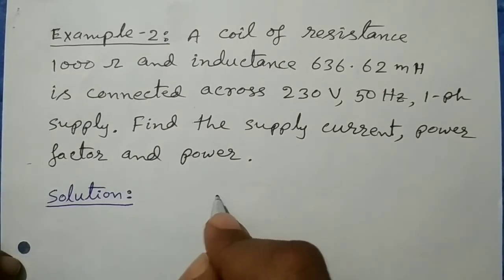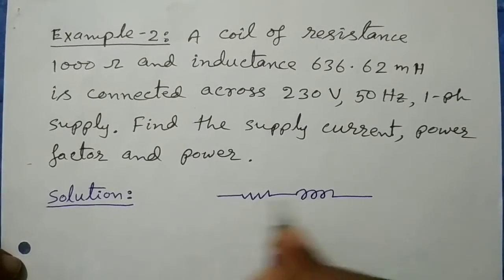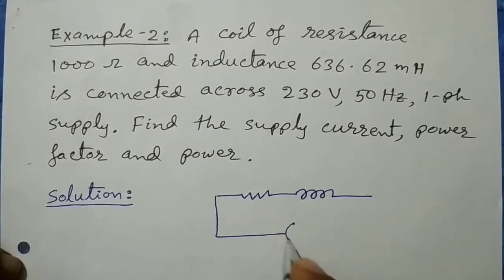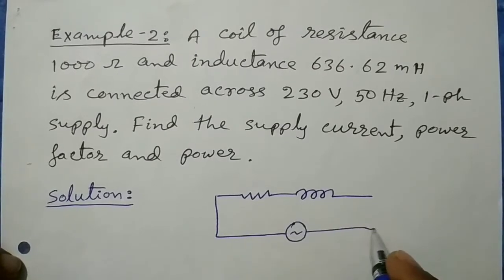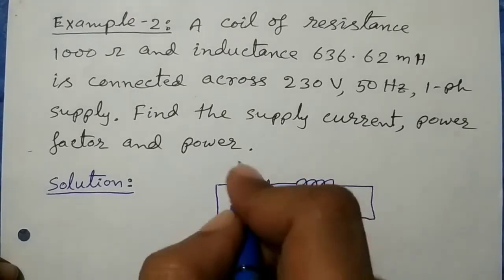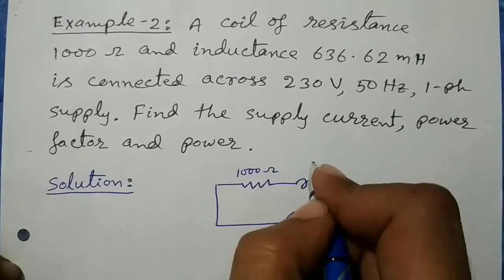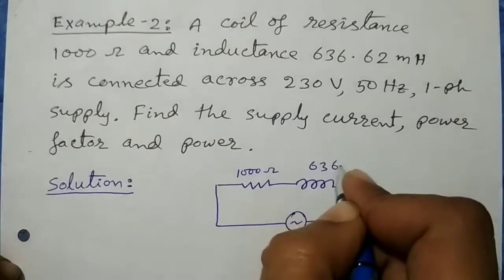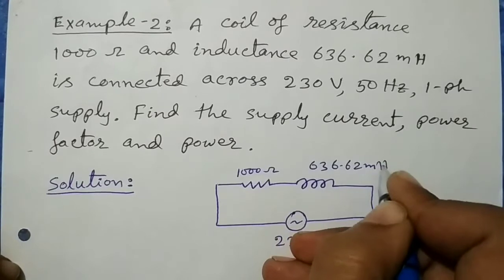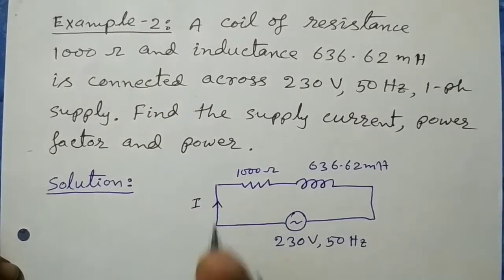So the circuit according to the question is R and L connected in series. AC voltage is applied here, which is 230 volt 50 Hz. Here the voltage is the RMS value. The R is given as 1000 ohms and the L is 636.62 millihenry. So you have to find the current, power factor and the active power.